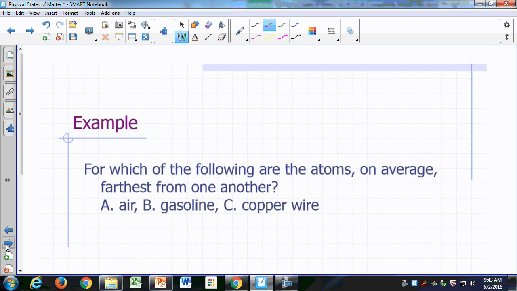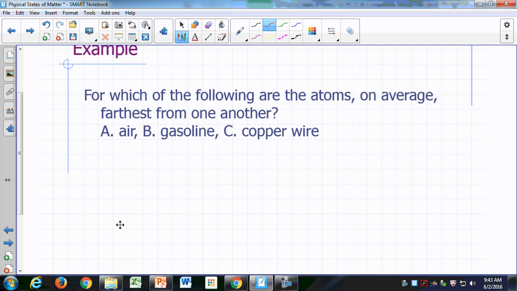So let's test your understanding. For which of the following are the atoms on average farthest from one another? Air, gasoline, or copper wire? Air, because this is a gas. And gasoline is not a gas, it's a liquid. And copper wire is a solid.